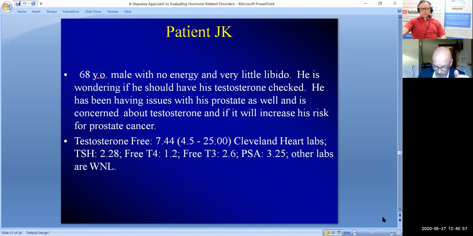Okay, then we have the male, 68-year-old, no energy, no sex drive. He's wondering if he should have his testosterone checked. Concerned with issues of prostate as well, concerned about testosterone and will it increase his risk for prostate cancer. Shawn, do you want to talk about that a little bit?